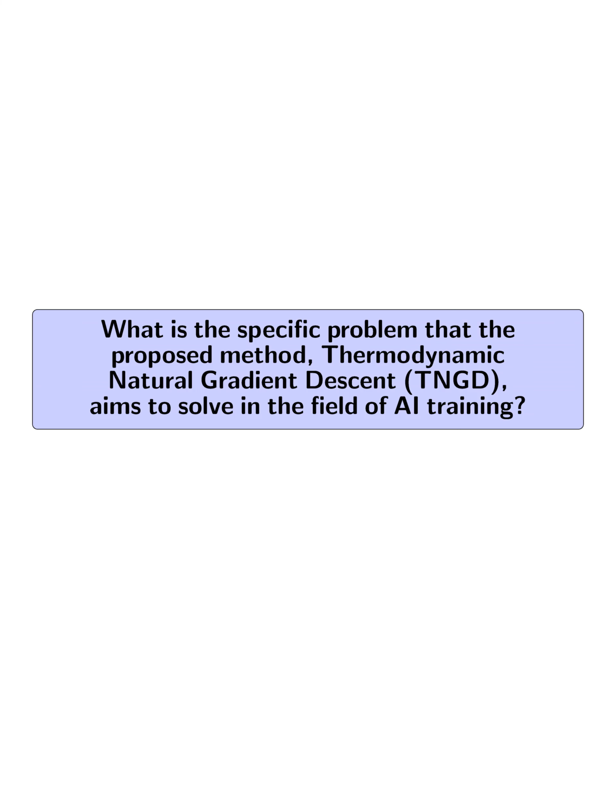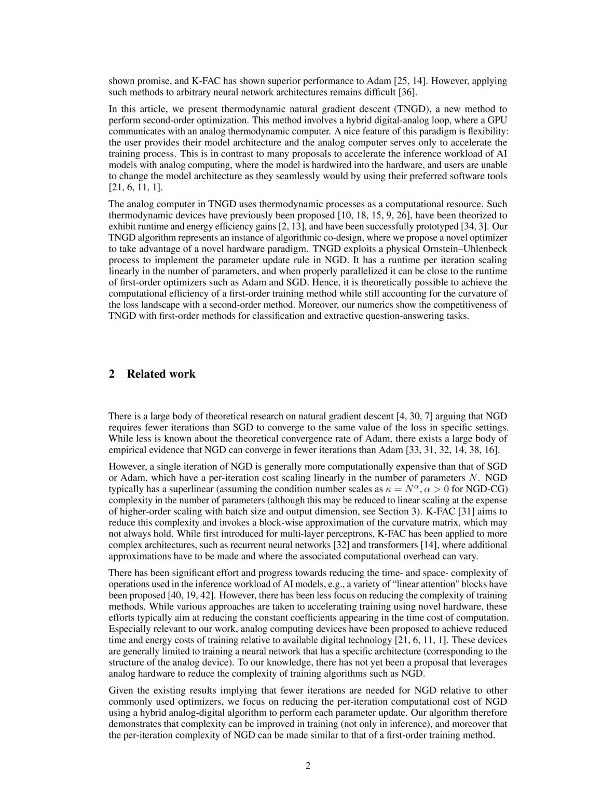What is the specific problem that the proposed method, Thermodynamic Natural Gradient Descent (TNGD), aims to solve in the field of AI training? The specific problem is the inefficiency and computational complexity associated with training sophisticated AI models, particularly in the context of second-order optimization algorithms.